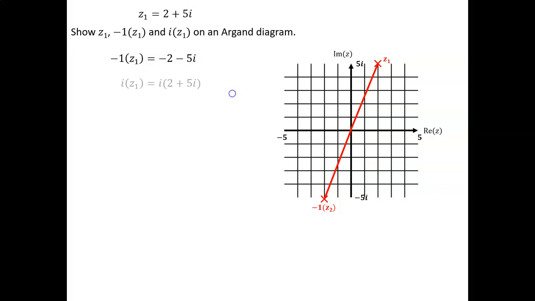If I multiply it by i, I get this. I'm going to expand the brackets. I'm going to simplify because i squared equals -1. I get this complex number, which I can plot here. Have a think about what that looks like.